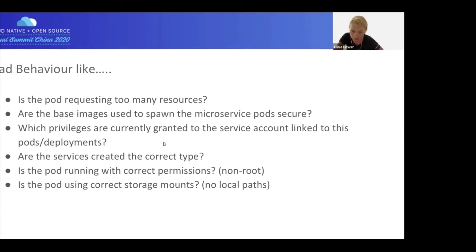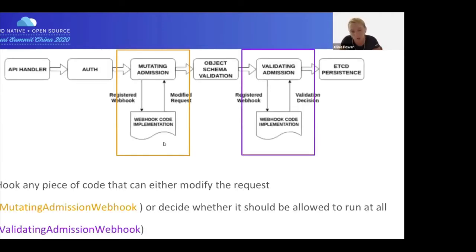Also for services, are they created with the correct type? Are you allowed to create a service type of load balancer, for example, or should they all be cluster IP? And again, other things like pod permissions and the correct storage mounts, things that can compromise your security. By being able to implement custom code, you can implement your own specific security requirements, your own specific policies that are not available out of the box. This is available to you through the webhook code implementation.